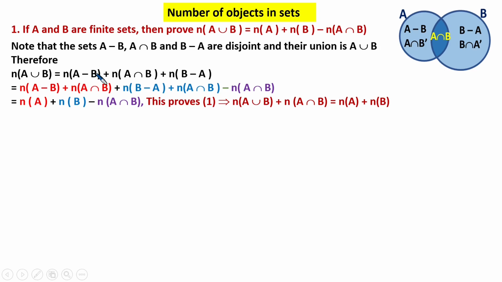It is very clear from here that the number of elements in A minus B plus the number of elements in A intersection B is equal to the number of elements in A. This red one and this, if I add, I get this one. Similarly, I write the number of elements in B minus A plus the number of elements in A intersection B. So I have added this one here, and I have to subtract it to balance. This blue term is nothing but the number of elements in B, so the total gives the number of elements in B, minus the number of elements in the intersection which we subtracted because we had added it. So this proves equation 1.